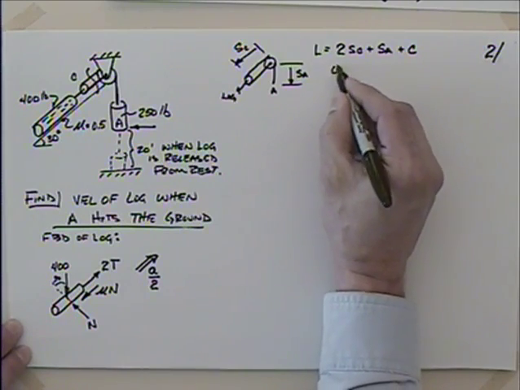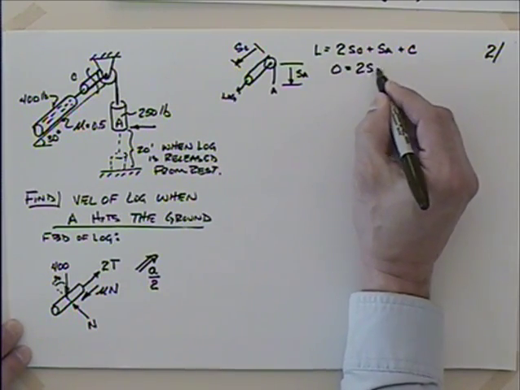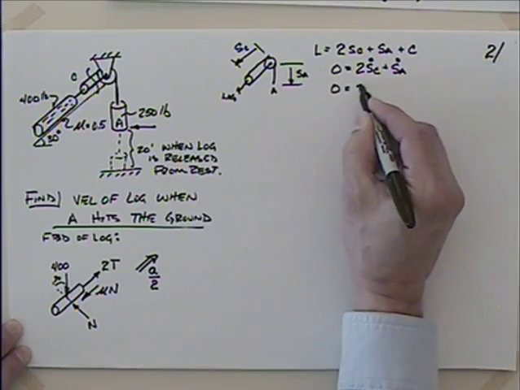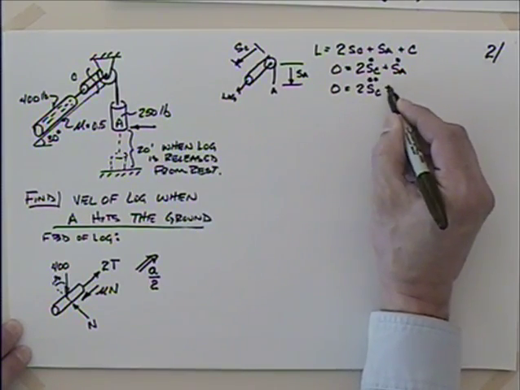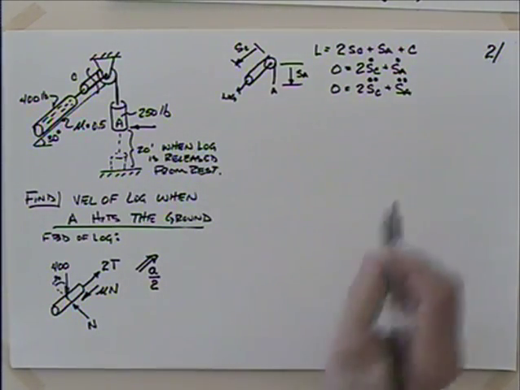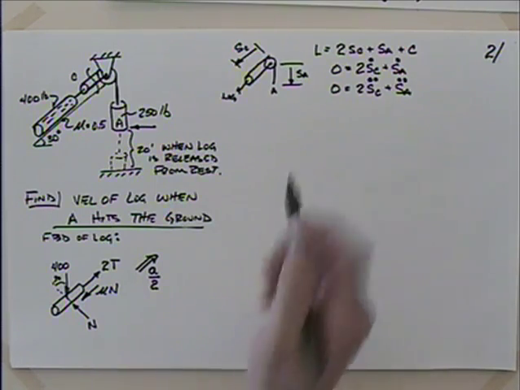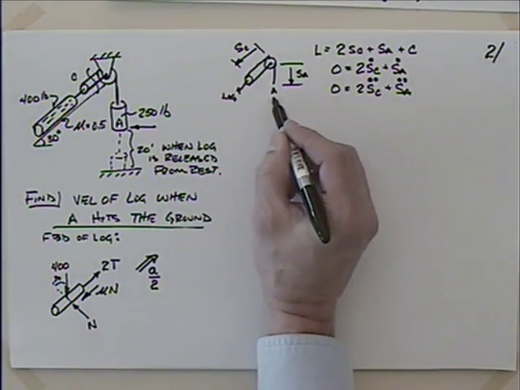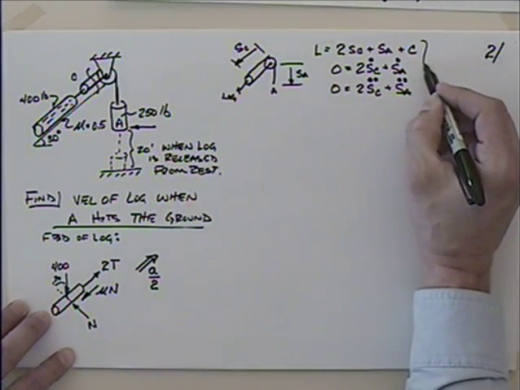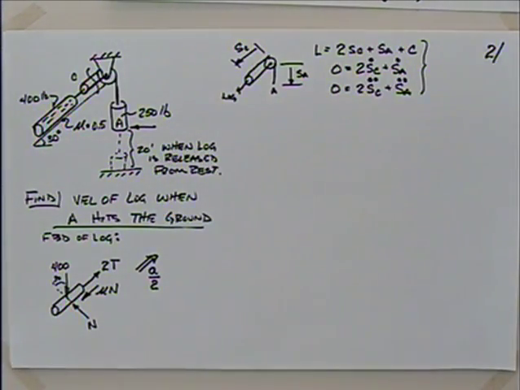So if I differentiate this, I get 0 is equal to 2 times S sub C dot plus S sub A dot. And again, I would get 0 is equal to 2 times S sub C double dot plus S sub A double dot. So we can relate that there's a 2-to-1 ratio on the acceleration, right? The acceleration that we get here at A is going to be related to the acceleration at C, or the acceleration of the log, by a 2-to-1. Okay. Most of you probably don't necessarily have to do that, but if you wanted to prove that to yourself mathematically, that's how you do it.